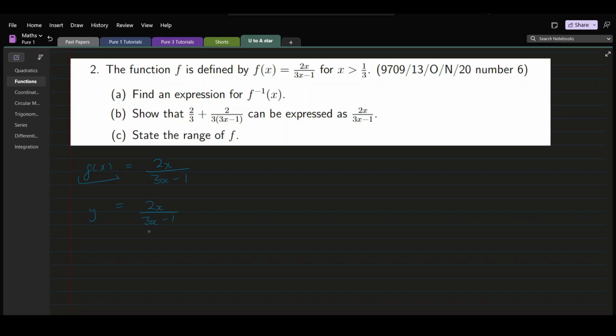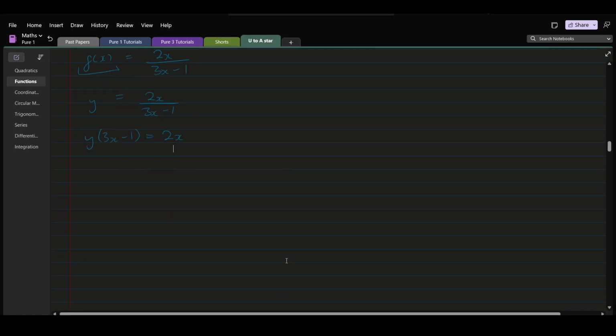Now if we want to get f inverse of x, our goal should be to make x the subject of the formula. So we're going to do that by multiplying both sides by the denominator. So that becomes y times 3x minus 1 is equal to 2x. And then we're going to expand the left-hand side.